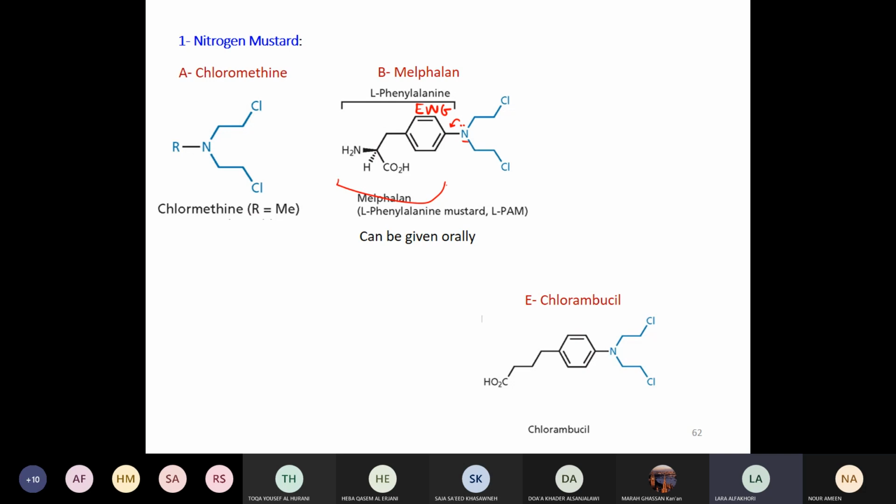So it is expected that the absorption of melphalan, or its distribution into cancerous cells, will be much better. And this was right. Their assumption was right.